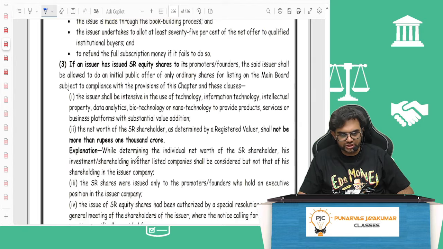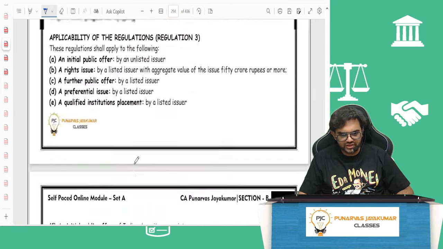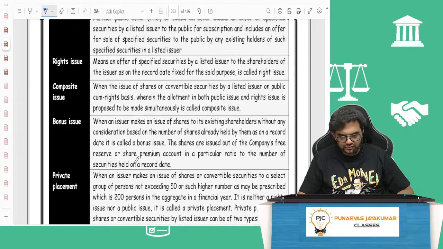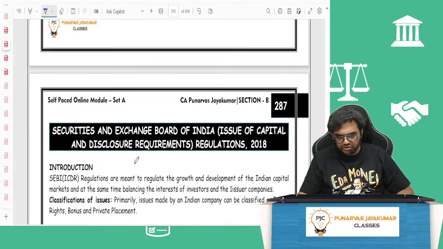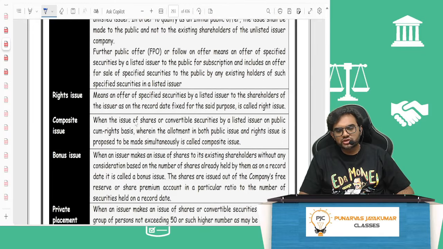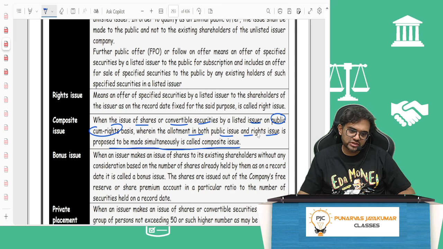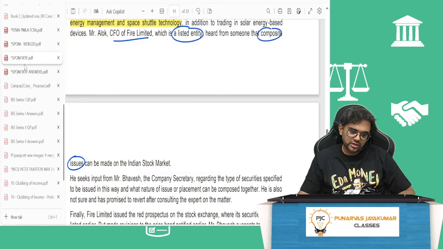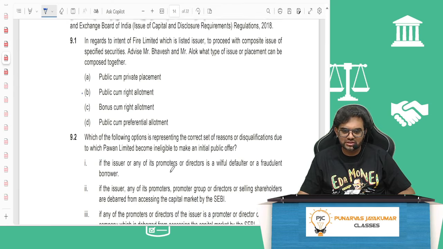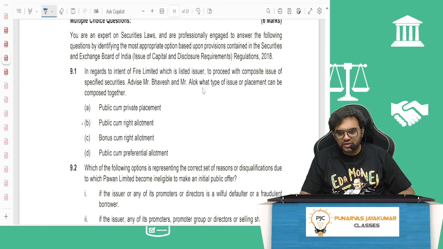So what is a composite issue? Here everything is given, guys. There, page 287. When the issuer of shares or convertible securities on a public cum rights basis, where the allotment in both public issue and rights issue is being proposed to be made simultaneously. So there will be a public issue and also a rights issue, that is called a composite issue. And a direct question is there here. What type of issue or placement can be composed together? Public cum rights allotment. Easy question.